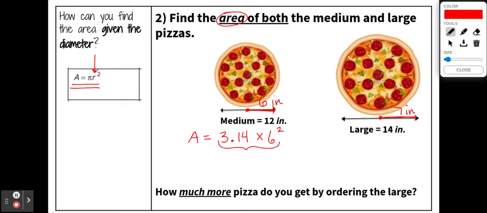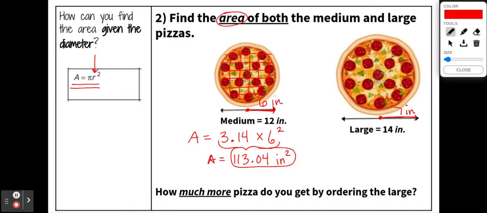So we're going to type this into the calculator, figure out how many square inches are in this pizza. Okay, made a mistake on the calculator. Clear. 3.14 times 6 squared, and I get 113.04. That's the area, and that's inches squared. So if I cut the pizza into teeny tiny little square inches, an inch by an inch, right? That's how many square inches would be in the medium pizza.